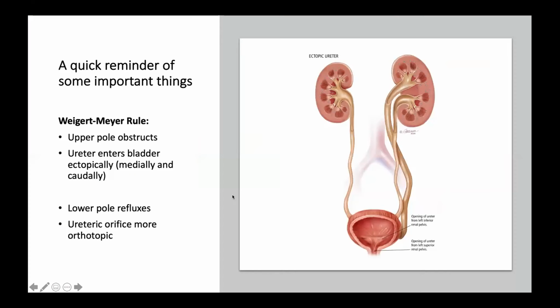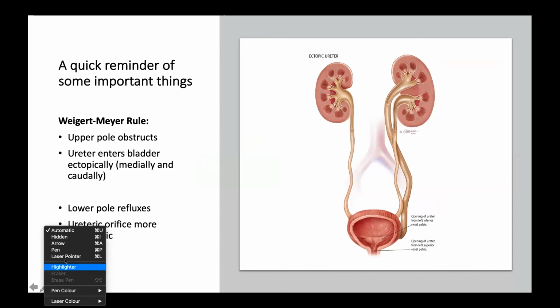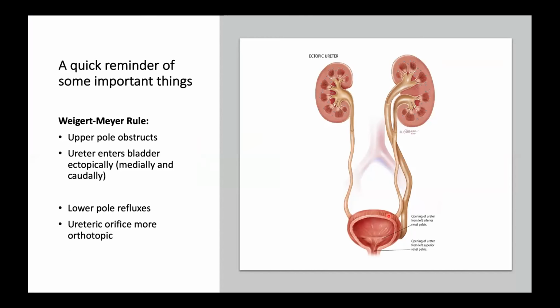So let's look briefly at duplex systems. Before we go into the management options, I'm going to do a quick overview of some things that are important to understand when you're thinking about duplex systems. I'll put my laser pointer on. The Weigert-Meyer rule is important to remember because it determines so much of the pathology and it guides so much of the management. And that is that the upper pole obstructs, and the upper pole is the ectopic ureter. The lower pole tends to reflux, and that ureteric orifice is more orthotopic.